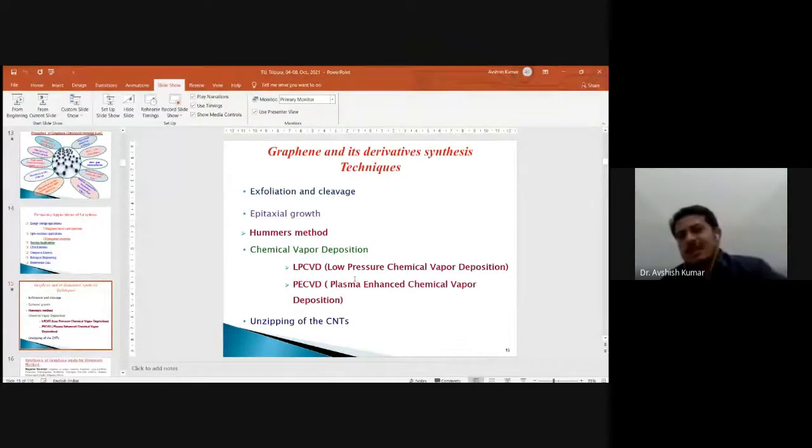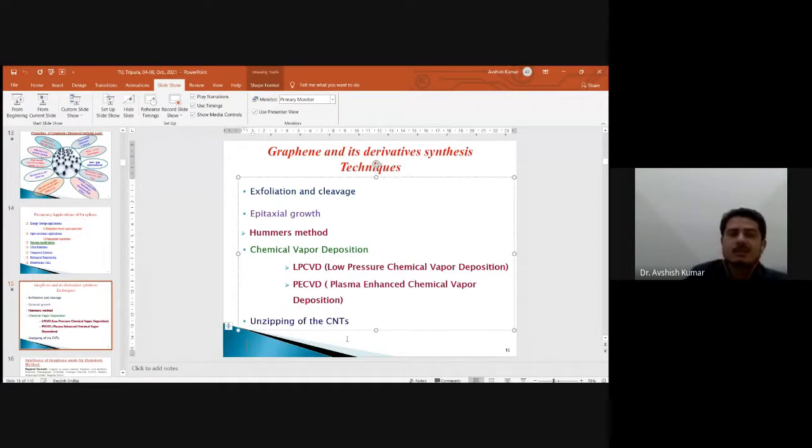If I talk about the synthesis techniques of graphene and its derivatives, you can use exfoliation and cleavage technique, epitaxial growth technique, and Hummers' method for the synthesis of graphene oxide and reduced graphene oxide. Then the chemical vapor deposition technique, where there are thermal CVD, LPCVD, MPECVD, PECVD, a lot of family members of this CVD technique. Particularly I will discuss the LPCVD technique and PECVD technique, and obviously unzipping of CNTs, which can be used for the synthesis of what you can call carbon nanoribbons or graphene nanoribbons. So we are also doing it. I am basically working with Hummers' method, with the CVD technique and unzipping of CNTs.